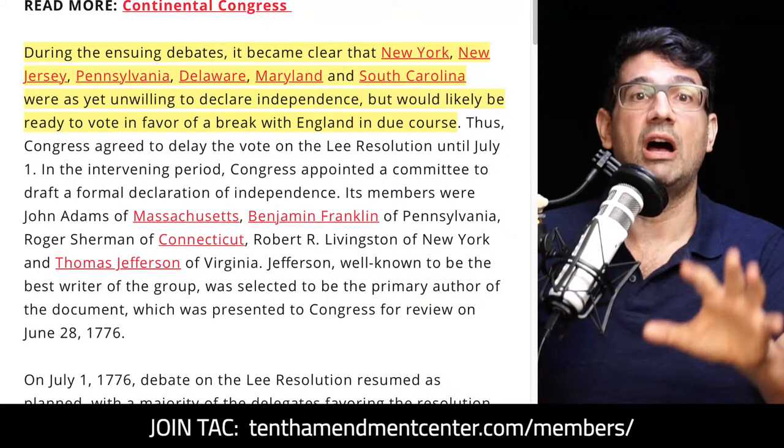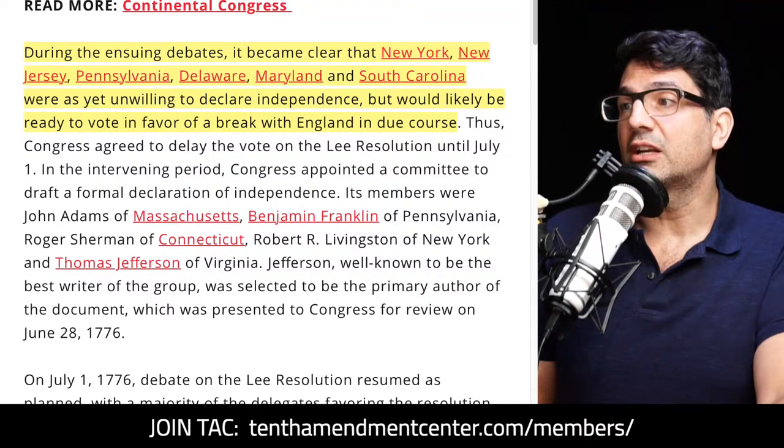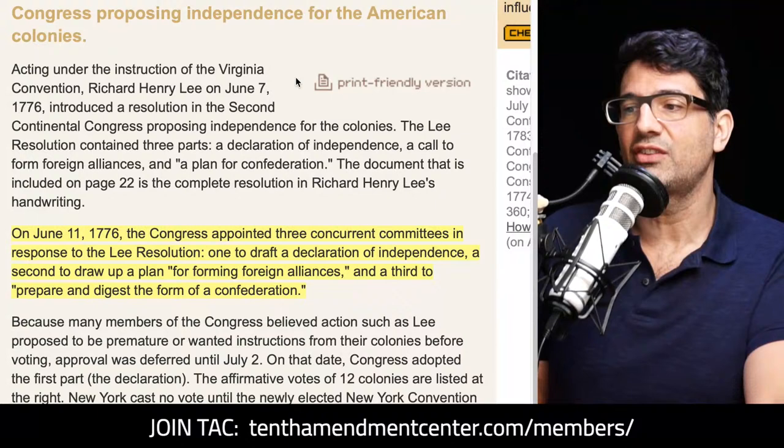They had a heavy debate. They found out what the opposition was, the concern. So they started forming three different committees. And here on June 11th, this is from ourdocuments.gov: on June 11th, 1776, Congress appointed three concurrent committees in response to the Lee Resolution.